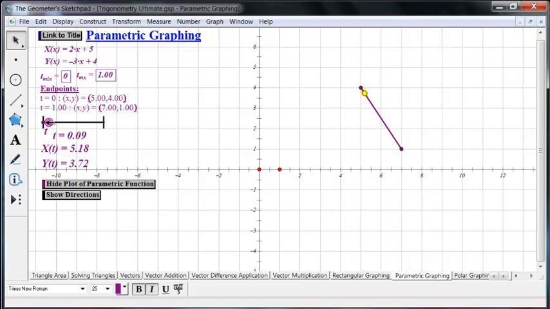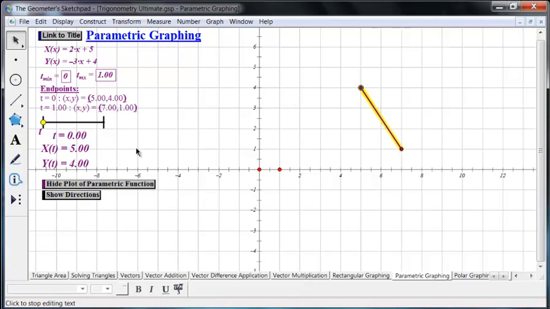Now we can see that yellow point tracing from one end of this to the other, and see that it traces that line. Now notice again, as we go, we start at the point 5, 4, and we end up going 2 to the right and 3 down. And so we end up at the point 5 plus 2, which is 7, and 4 plus negative 3, which is 1. So in other words, 7, 1 is the terminal point there.